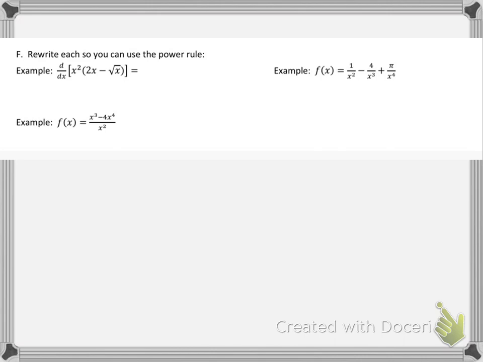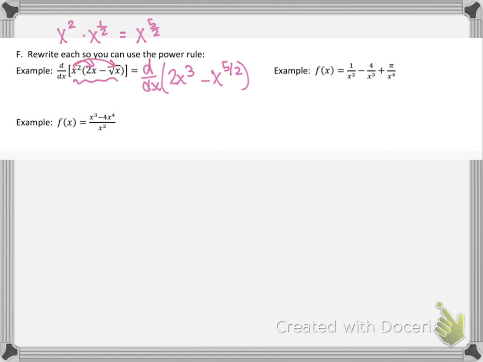So in this one there's a product happening. And there's a product rule, but we don't know it yet. So before I can take the derivative here, since I don't know that product rule, what I'm going to do is distribute the x squared. So distributing the x squared here, I get 2x cubed. Distributing the x squared there, I have to add the powers. So x squared times x to the 1/2. Adding those powers, 2 plus 1/2 is the same as 5/2. So I have x to the 5/2 power.